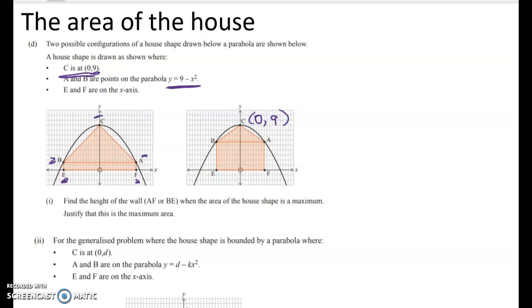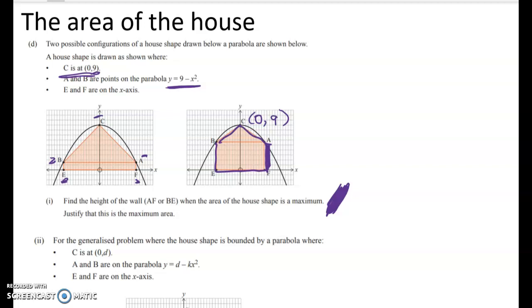What we have to do is figure out how high we should build the wall of the house before we get to the roof part, to make the area of the house shape a maximum. So what we're trying to maximize is the area of the house shape, in 2D. And then we have to justify that it's a maximum. I haven't seen the schedule yet, but I'd say this bit is merit, or maybe it's excellence, I don't know yet.